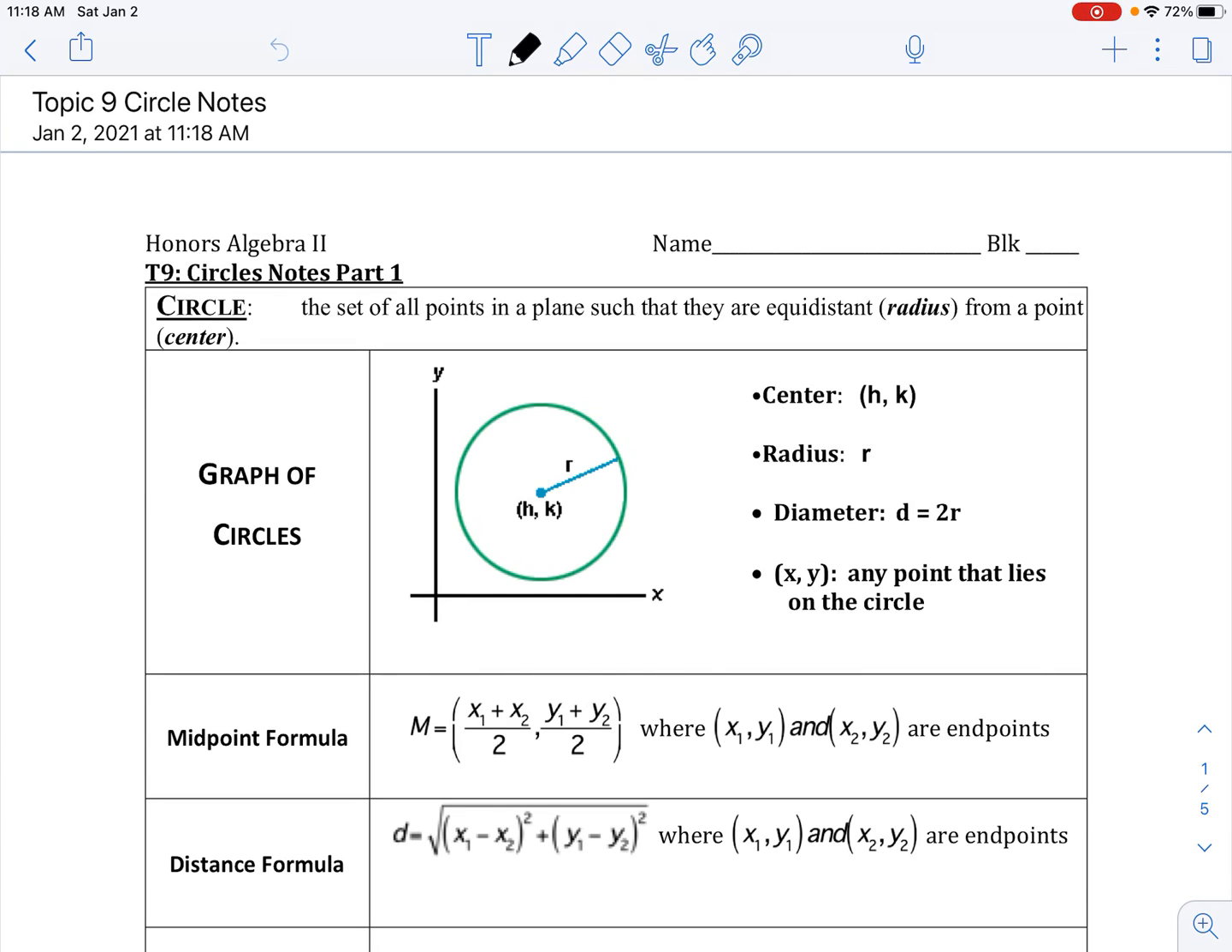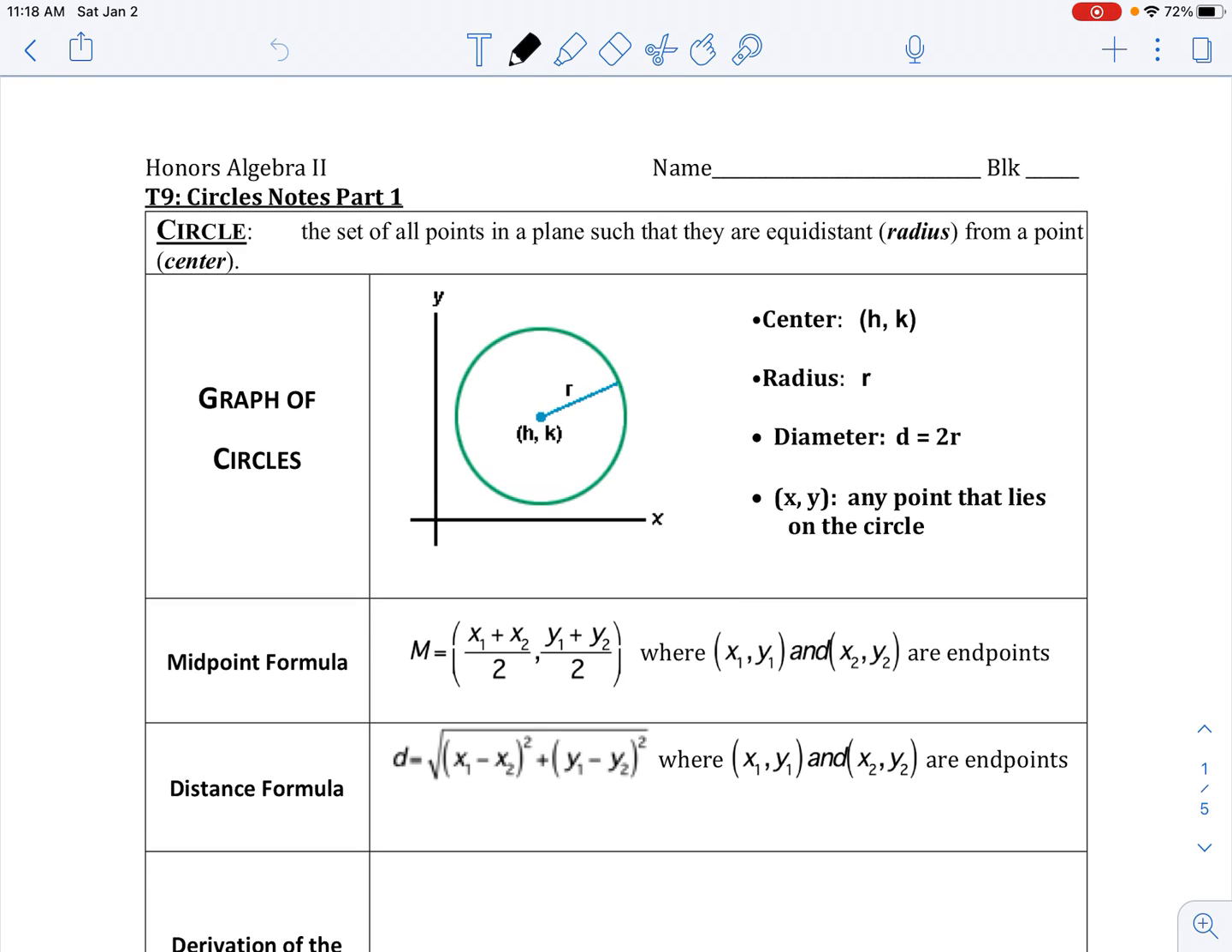Topic 9, Circle Notes, Part 1. So we're going to start learning about the parts of a circle and the equation that represents a circle in the coordinate plane. Some of this may be review from geometry, and if not, then you'll just have to learn it as we go along.